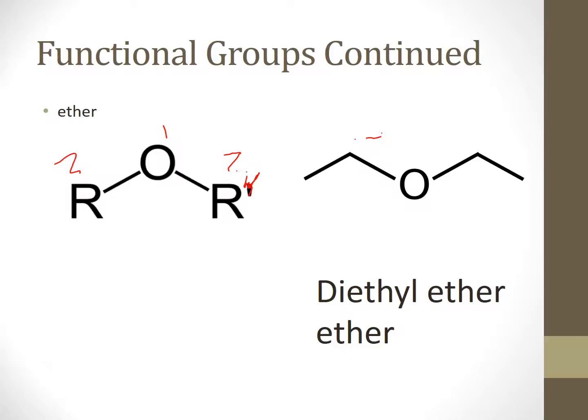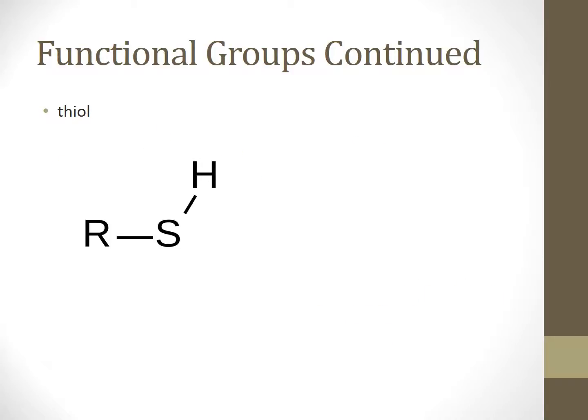Etc., etc. But in this case, it would be diethyl ether because each side is 2 carbons long. And actually, this diethyl ether is the most common ether, so it's most commonly called just ether. Okay. Moving on to the thiol.